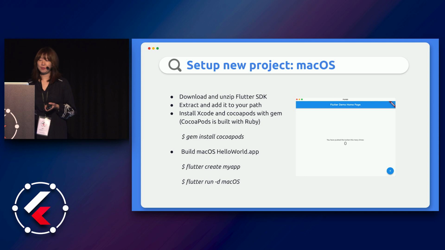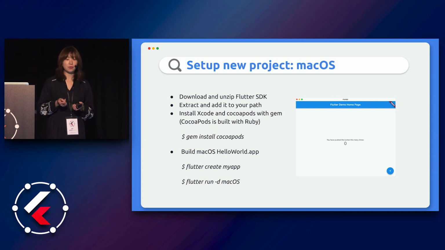Okay, setting up the project on macOS is actually very, very straightforward. Probably because I myself am a Mac user, so I found this process a bit easier. So have the SDK ready, right? Install CocoaPods if you are using macOS to build Flutter for the first time. And once you're done installing the dependencies, then very quickly, in 5 minutes, you create the first Hello World project.